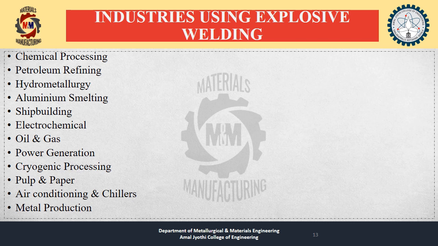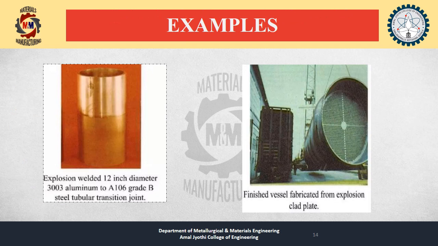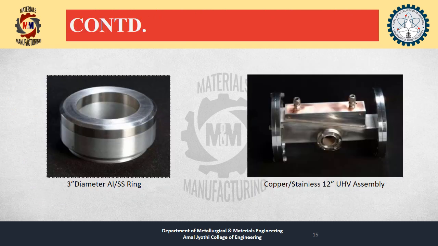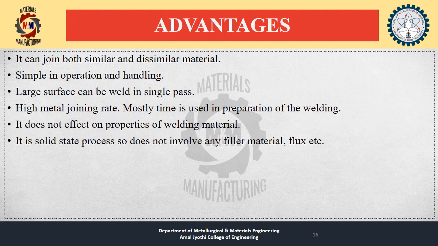Industries using explosive welding: chemical processing, petroleum refining, hydrometallurgy, aluminum smelting, shipbuilding, electrochemical, oil and gas, power generation, cryogenic processing, pulp and paper, air conditioning and chillers, metal production. So these are the examples of explosive welding.